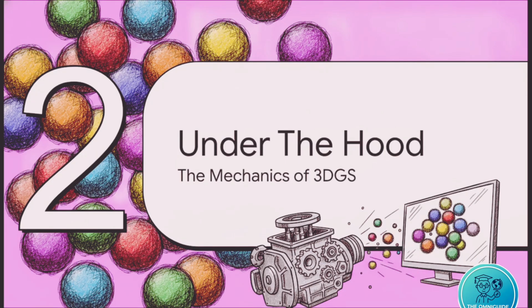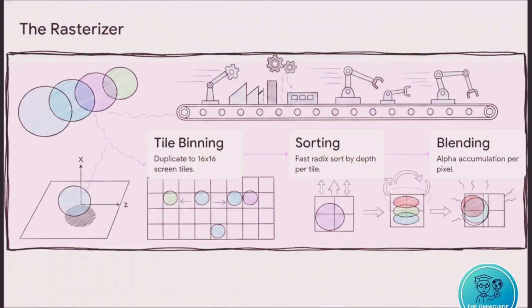All right, Section 2, under the hood. Let's look at the mechanics of 3DGS. Now that we've got a scene made of millions of these fuzzy paintballs, let's check out the engine actually putting them on your screen at real-time speeds. This sequence is basically the heartbeat of the framework. It's a highly optimized tile-based rasterization process that acts a lot like a high-speed factory line.